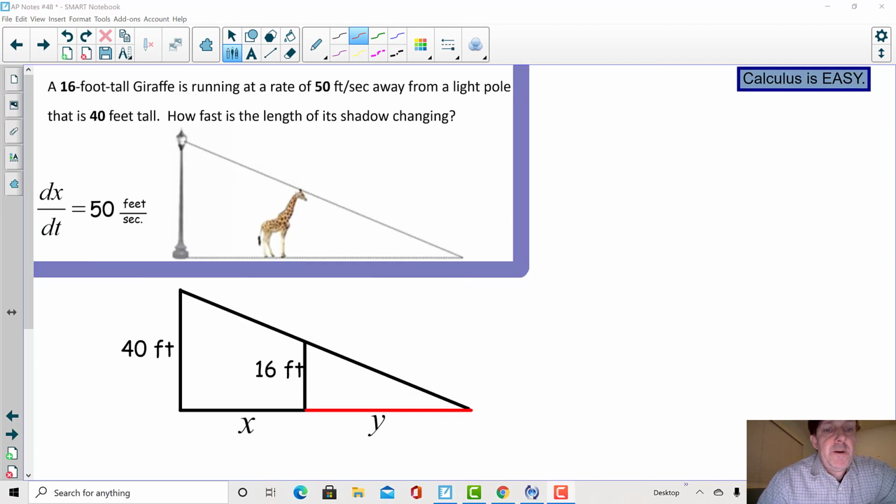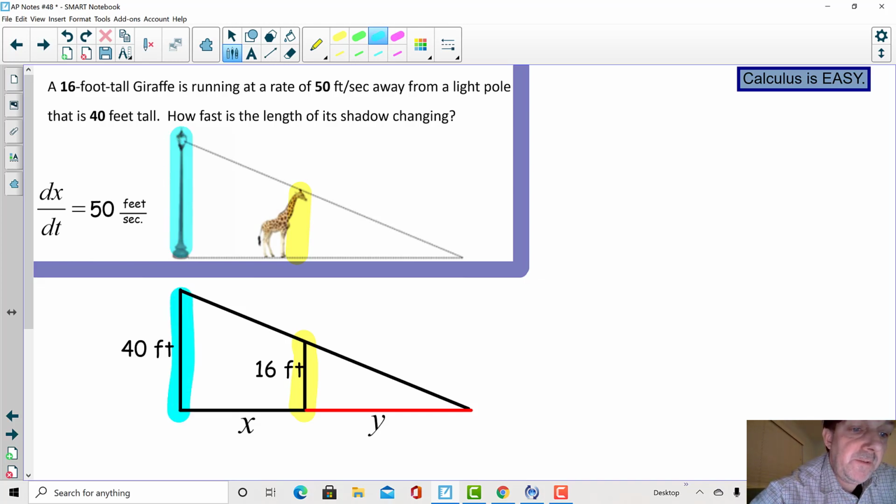Okay, this one's a bit of a geometry kind of question, and we'll have to do a derivative, but the derivative will be really easy. So we have a 16-foot tall giraffe. The height of our giraffe is going to be 16 feet, so I'm marking it in the diagram below. And it also says that the light pole is 40 feet tall, so this light pole is 40 feet tall.